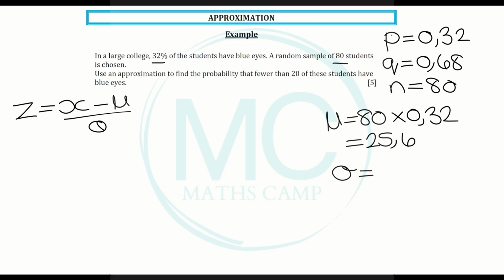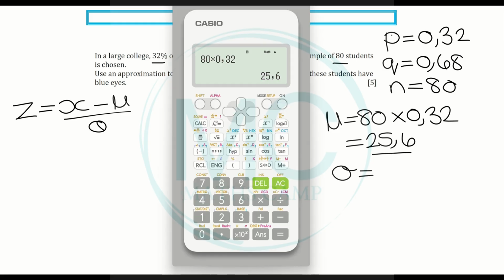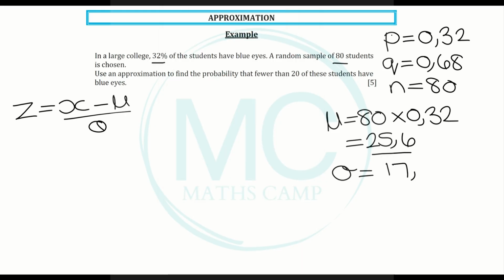Sigma is equal to NPQ under a square root. I already have the value of NP, so let's multiply this by Q. Multiplied by 0,68 is equal to 17,408. If I square root this, I'm going to get a lot more decimals. So to make it easier, I'm going to say that sigma is equal to 17,408 under a square root. Now all I need is my x value.